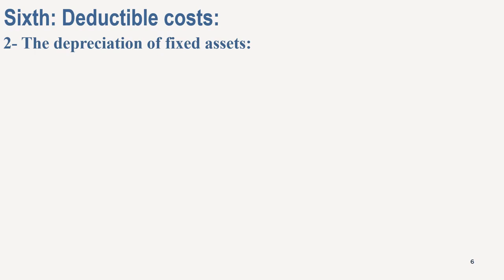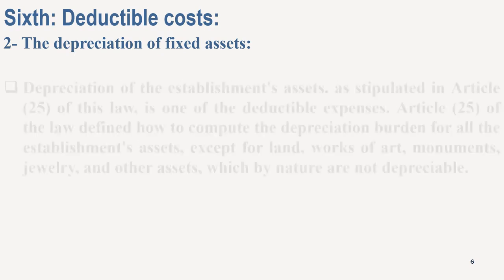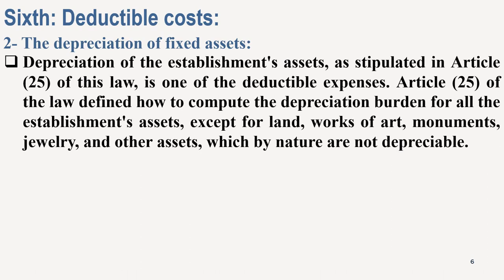The second item of deductible cost is the depreciation of fixed assets. Depreciation of the establishment assets, as stipulated in Article 25 of this law, is one of the deductible costs and expenses. Article 25 of the law defined how to compute the depreciation burden for all the establishment assets except for land, work of art, monuments, jewelry, and other assets which by nature are not depreciable.